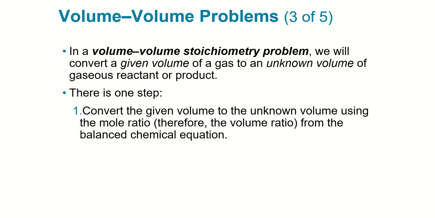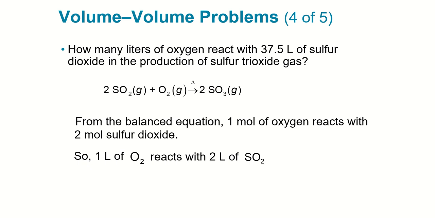Before we go to the example, let's remember volume stoichiometry is the easiest problem type, and everything is reduced to just one single step. This is the really good thing about volume problems. We convert the given volume into the unknown volume using the mole ratio, which is actually the volume ratio, as we saw. It comes from the balanced equation. So let's go to this example.